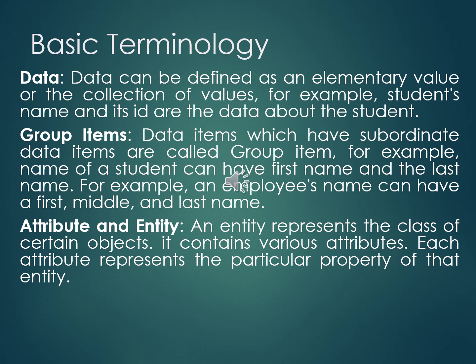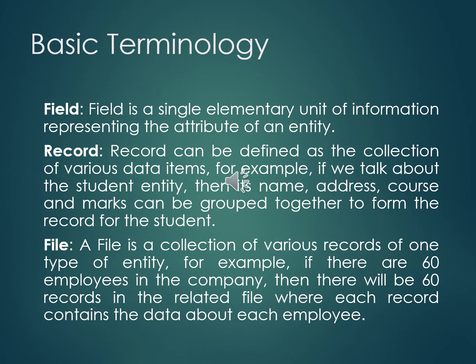Data is any elementary value, or a collection of values, like a student's name or ID. Group items refer to data made up of sub-items. For example, a name might include first and last names. An entity represents a class of objects and is defined by its attributes, such as a student's name, age, and marks.